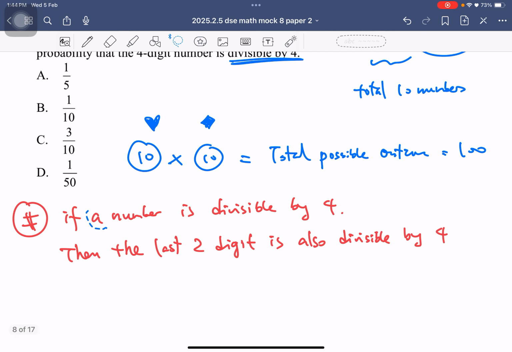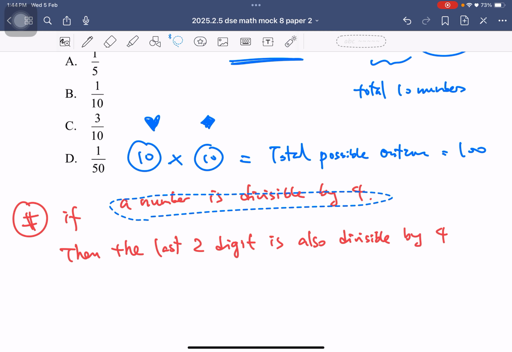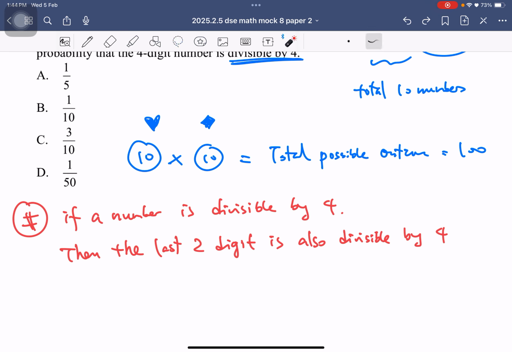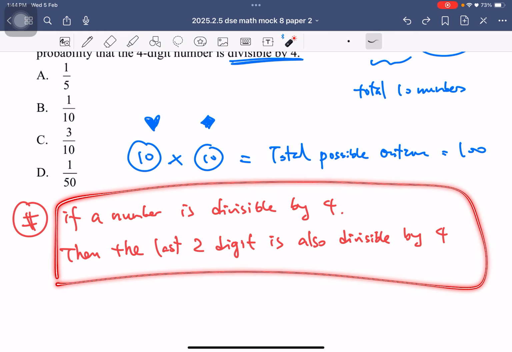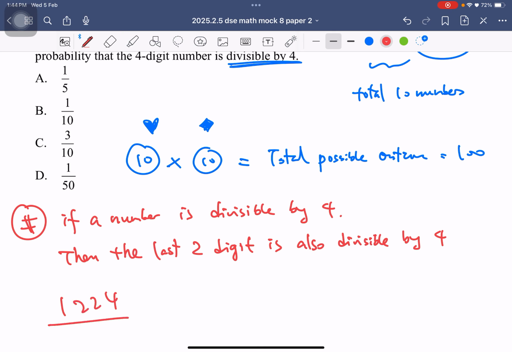So I need to say it in this way. The logic is, what's the meaning of this? If you want to determine whether a number is divisible by 4 or not, you only need to look at the last two digits. So for example, 1224. Is this divisible by 4? Yes. Why? Because 24 is divisible by 4. 24 is a multiple of 4.